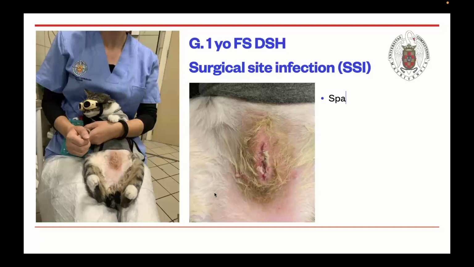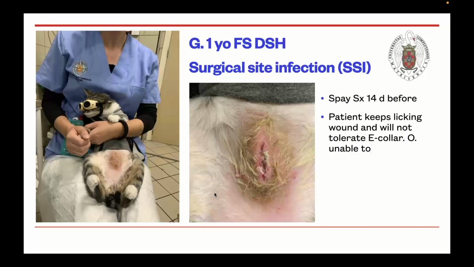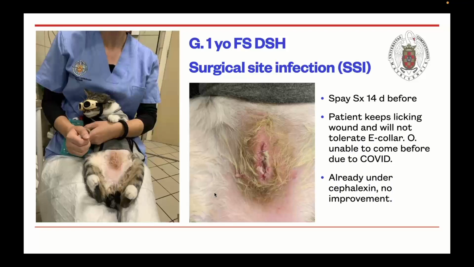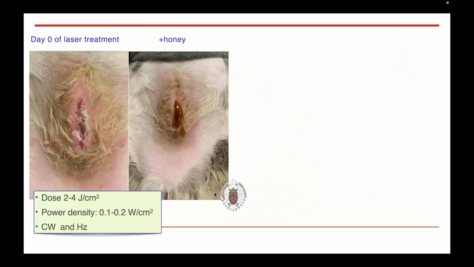This is an example of the anti-inflammatory effect with wounds. This cat had surgery 2 weeks before, and she was very intolerant to the E-collar, and she had been licking the wound for several days, but the owner could not bring her in before because she had been quarantined. The cat was already on cephalexin with apparently no improvement. The wound was covered with Manuka honey and sterile dressings, and we started with laser therapy.